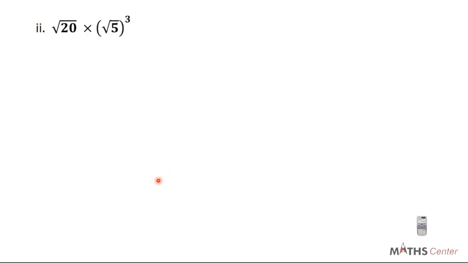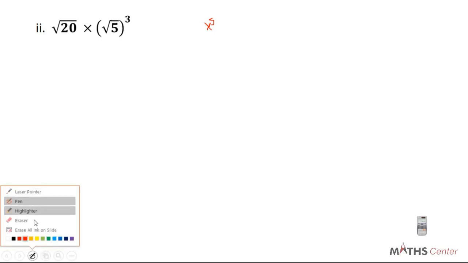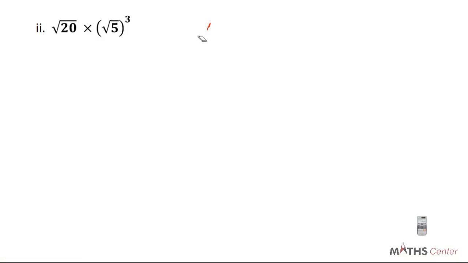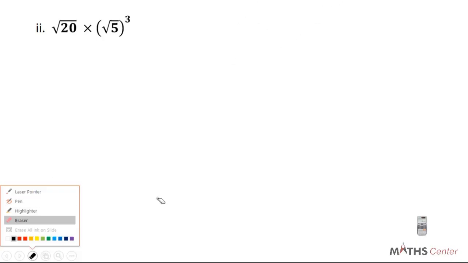Let's pick the next one. We have square root of 20 times square root of 5 raised to the power 3. Now we know from indices that if you have a number like maybe x raised to the power 3, sorry, I'm going to clean this so that I'll write it well. So I pick the eraser and clean this so that I'll write it well for you to see.